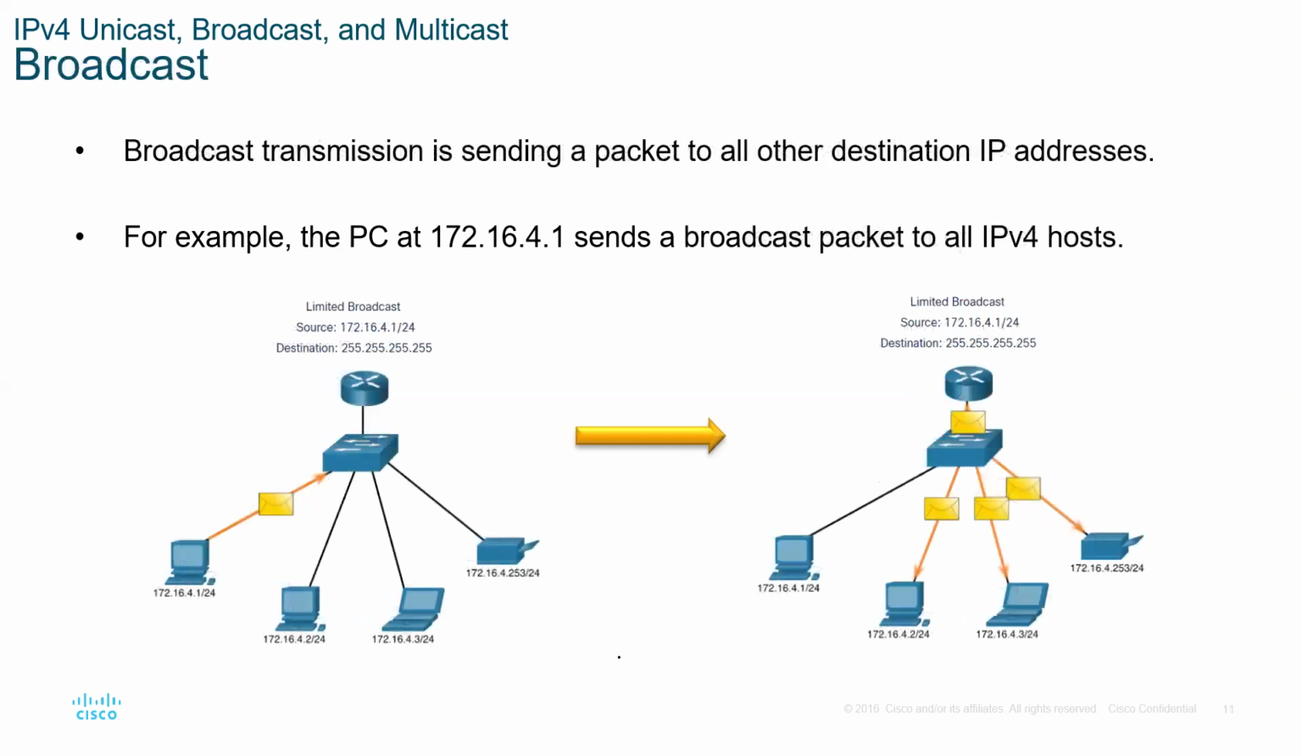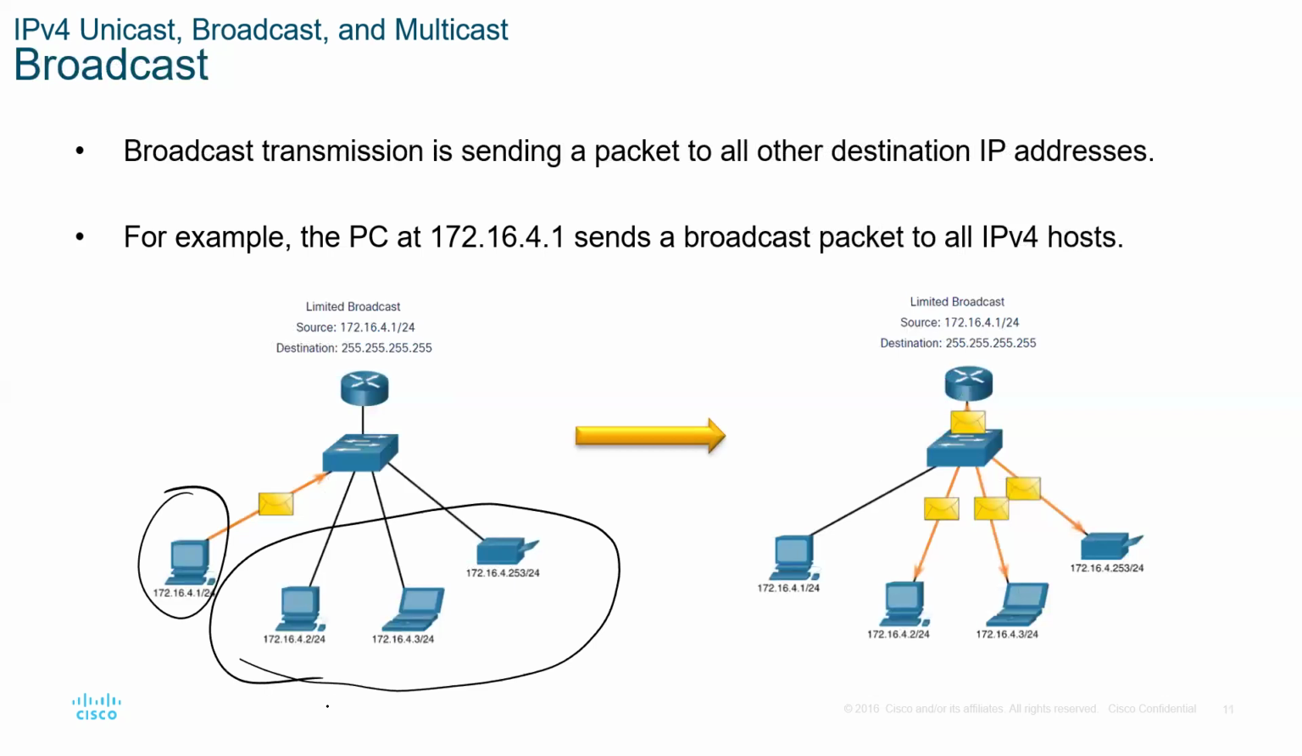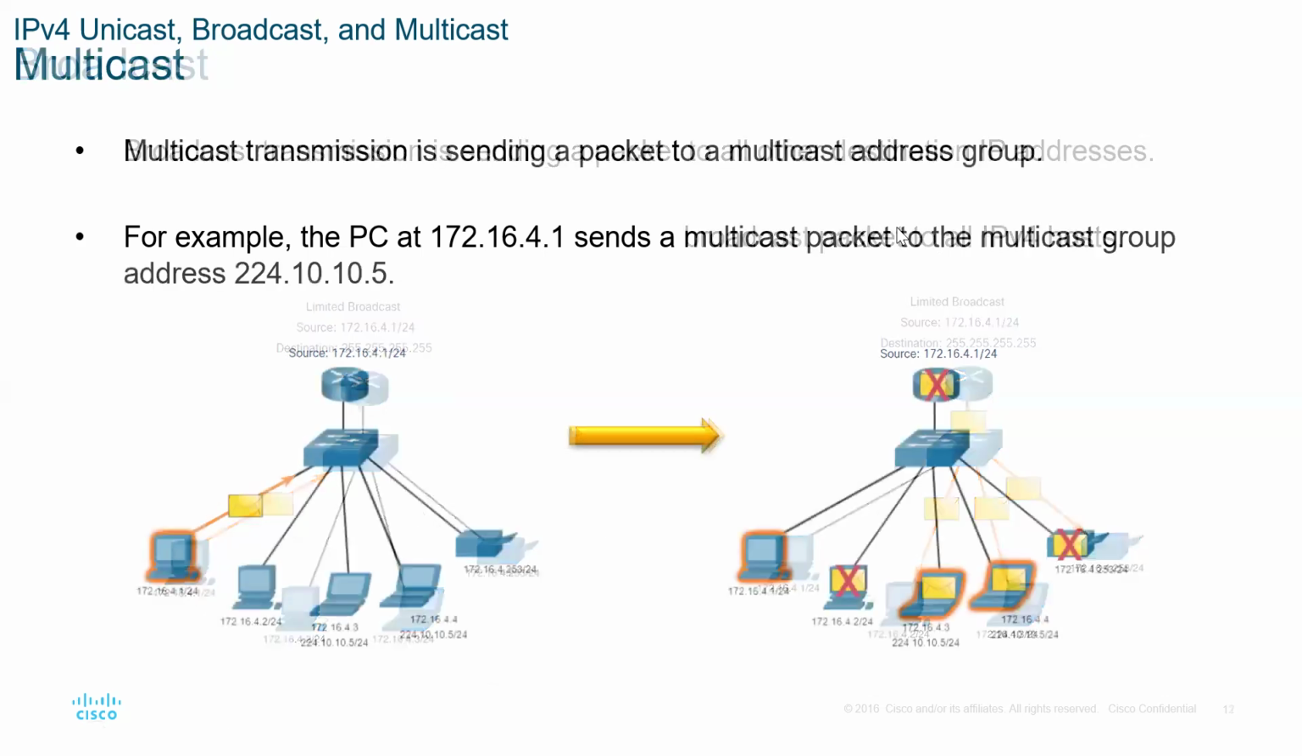If I'm sending to all devices on the network, it's called broadcast transmission. So this device wants to send to all these devices, that is, all the devices in the network. It uses what we call a broadcast address via broadcast transmission. Very important, there is a difference between unicast and broadcast. We also have multicast there.